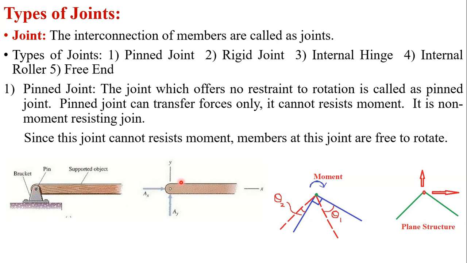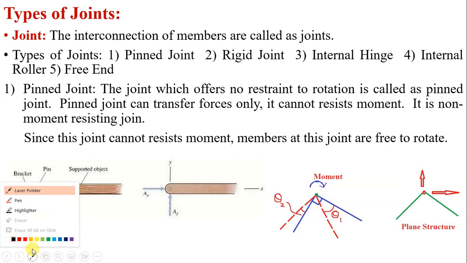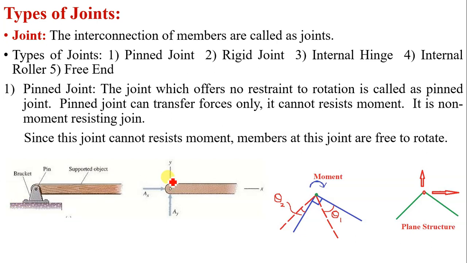If you draw the free body diagram of a pin joint, then this is the vertical reaction at the pin and this is the horizontal reaction at the pin. Remember, there is no moment offered by the joint. There is no reaction moment at the joint. Moment is 0. So only two unknowns are there, AX and AY.